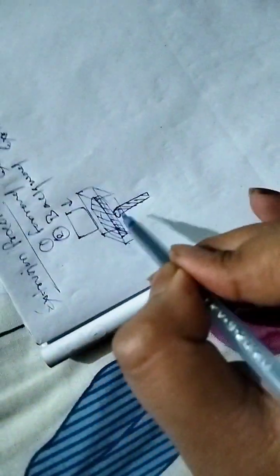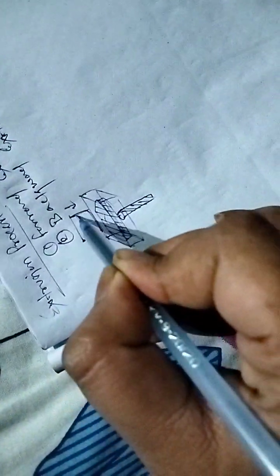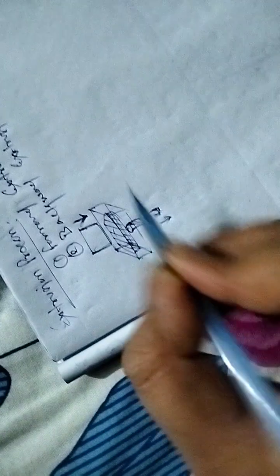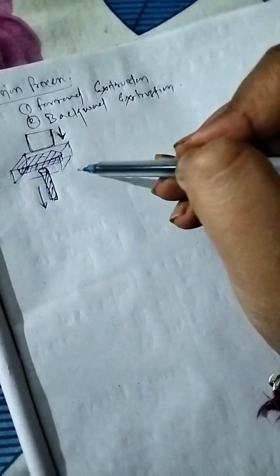So this process is known as the forward extrusion process. We apply the ram and apply the pressure over here, and the metal comes out forward. This is how it works, and from the top side it will look like this, in such a way.